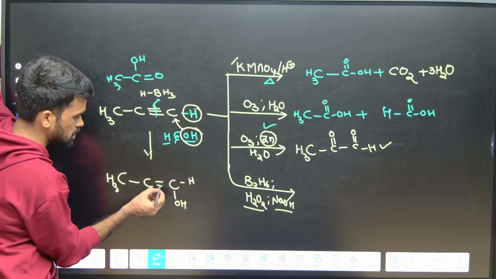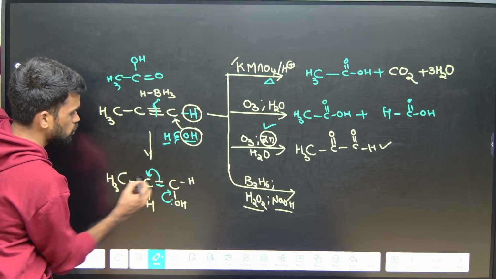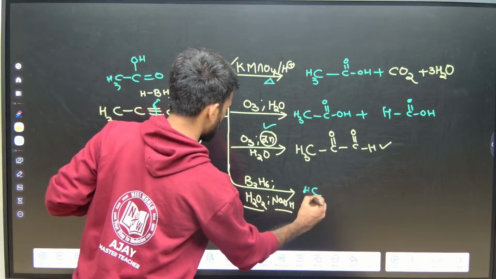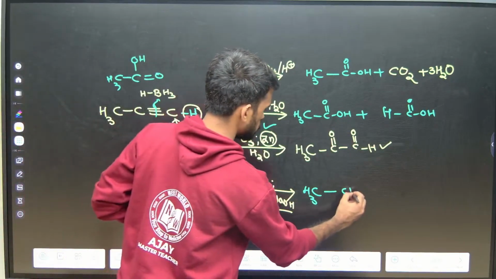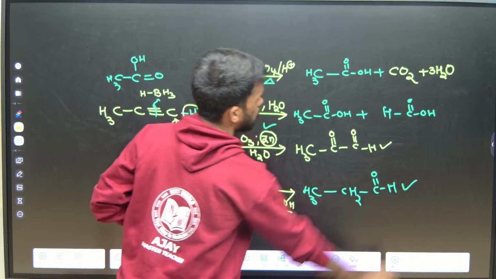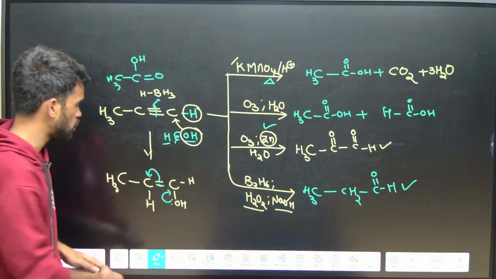After this, this is an enol now. So keto-enol tautomerism takes place to give the final product like this: CH3, then CH2, then C double bond O H. So you will get an aldehydic type of product from this. Hope this is clear what I told you.